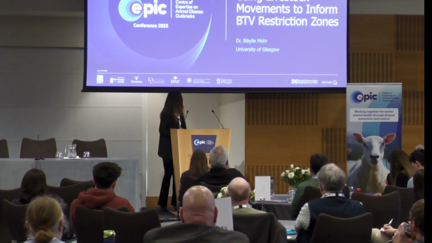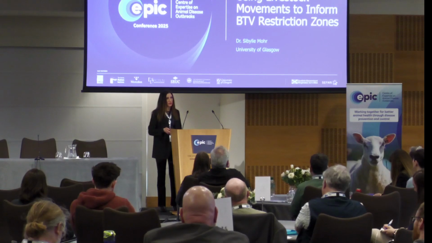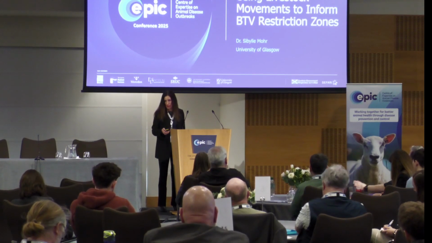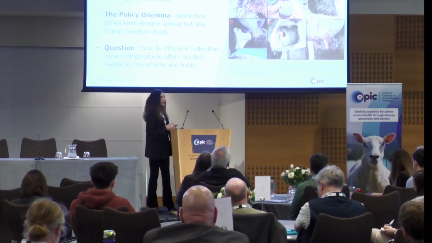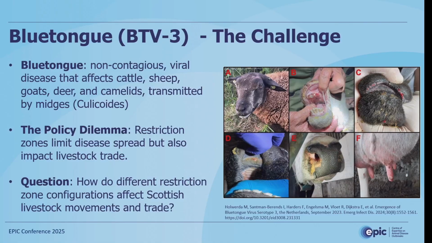Hello, so today I'm going to present some work where we analyze livestock movement data to inform possible bluetongue restriction zones from a Scottish perspective. And I think most of you are aware that bluetongue is a major concern here in the UK. For those of you who are not familiar, bluetongue is a viral disease that affects small ruminants. It's a vector-borne disease transmitted by midges, and there is a vector-active season between March and October.